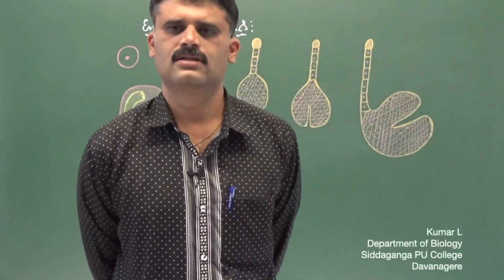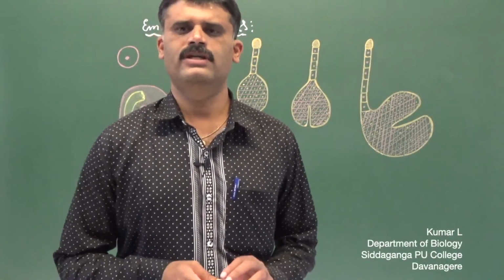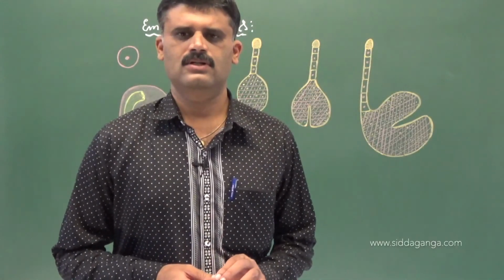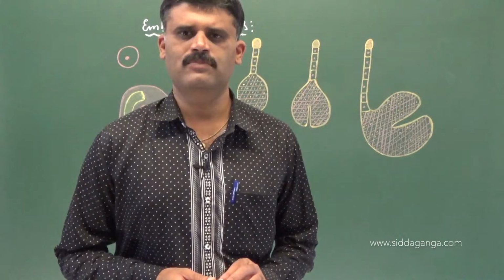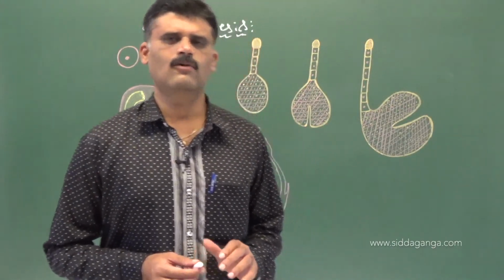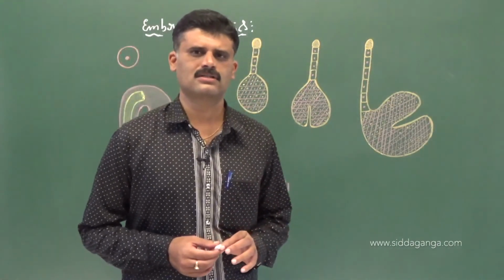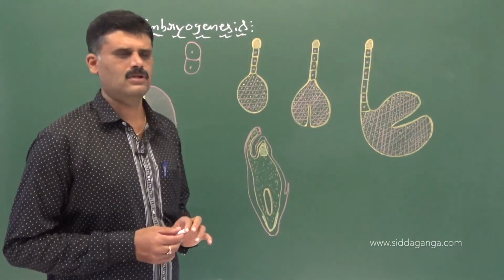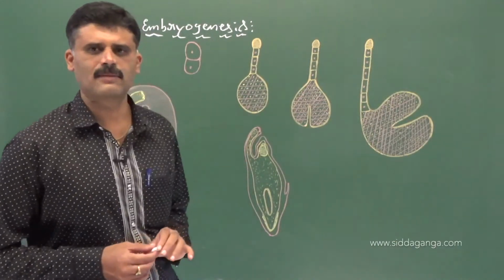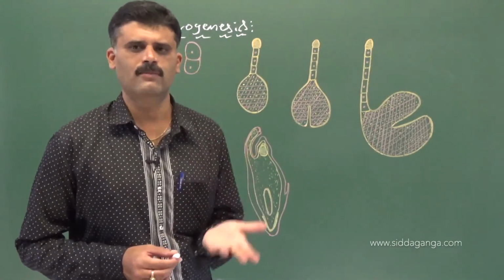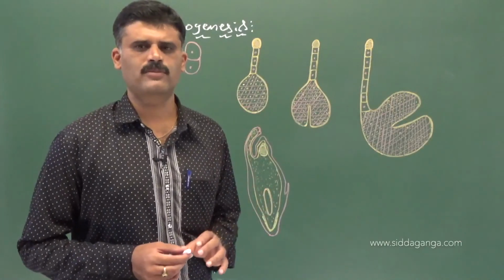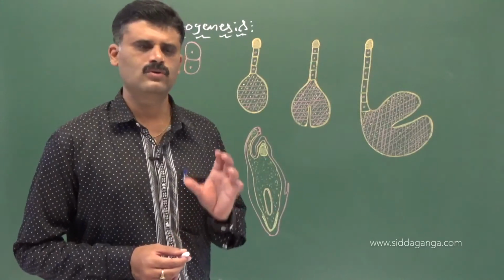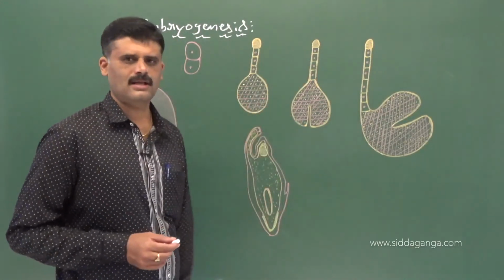Hello students, in the last video we discussed the development of endosperm. In angiosperms, it is an adaptation where the development of endosperm occurs first, compared to the development of the embryo, that is the process called embryogenesis. So before embryogenesis the endosperm formation occurs. It is an adaptation in the angiosperm to nourish the developing embryo.